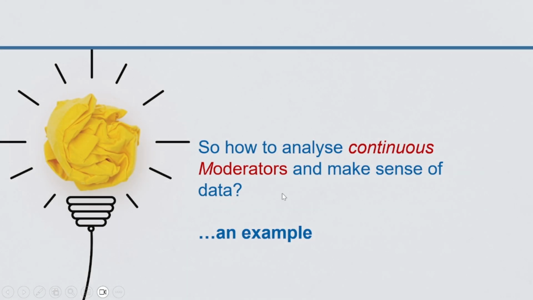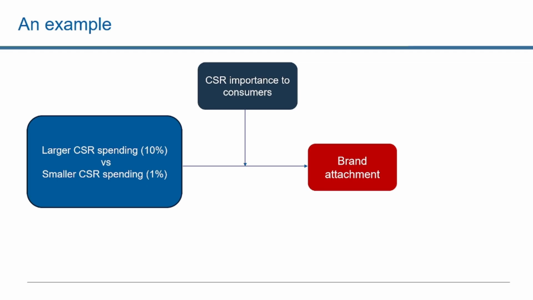So now the question is, how do we actually analyze continuous moderators to make sense of data and also visualize it? Because the key to understanding data is actually its good visual presentation. Let's have a look at an example. The example I'm using is the training data that I have. It doesn't come from any publication, and it's about corporate social responsibility.